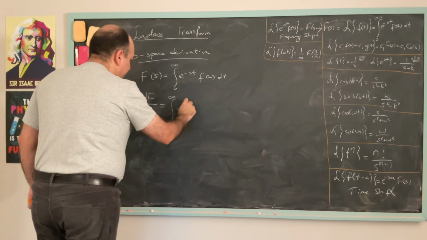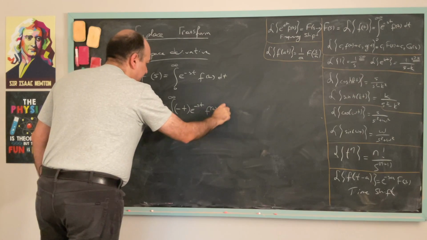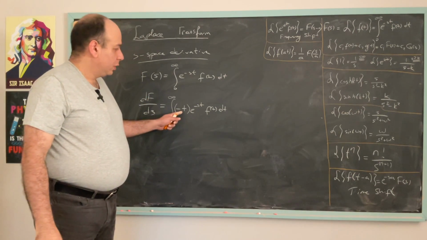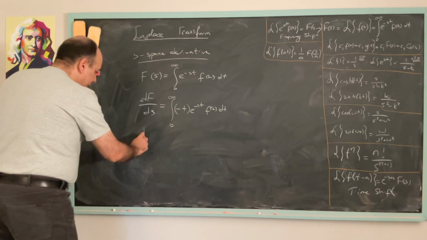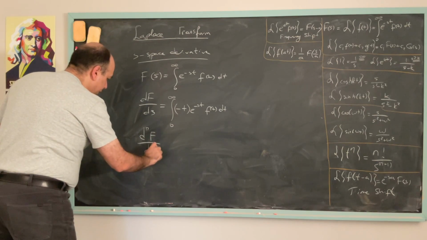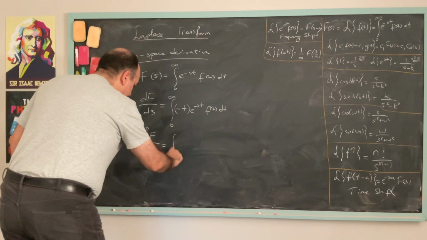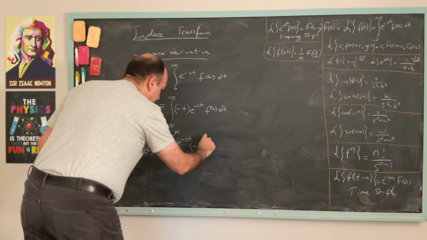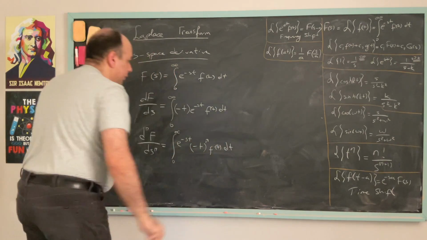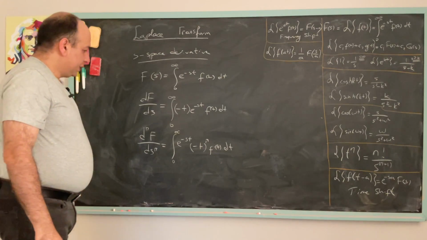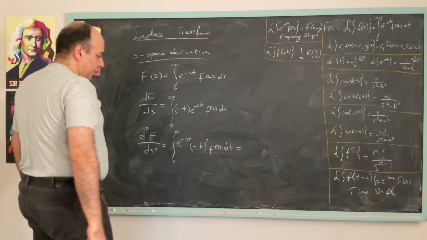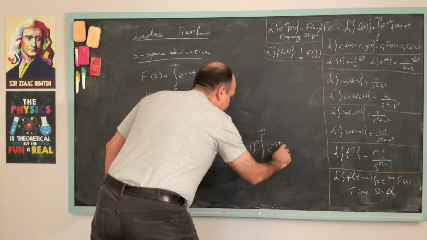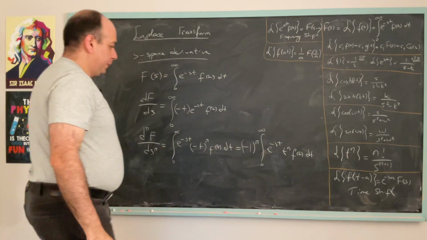From 0 to infinity, this would bring me minus t, e to the minus st, f of t dt. Then if I take the next derivative, it's going to bring me another minus t, so it's going to be minus t to the power 2. Then in general, if I take the nth derivative with respect to s, what I'm going to get is the integral from 0 to infinity of e to the minus st times minus t to the power n, f of t dt. Well, this can be written in a little bit nicer way. There is minus 1 to the power n here. I can take that out, from 0 to infinity e to the minus st, t to the n, f of t dt.